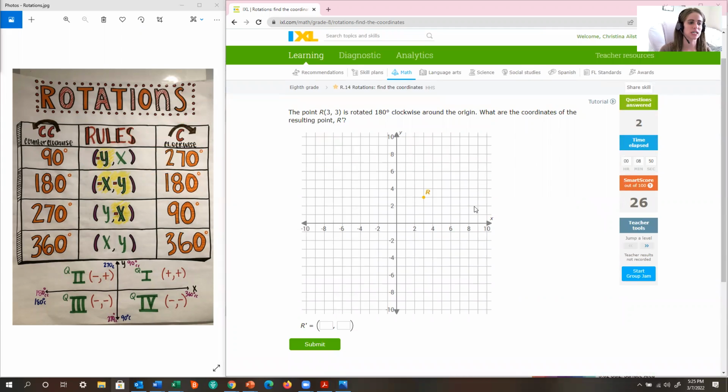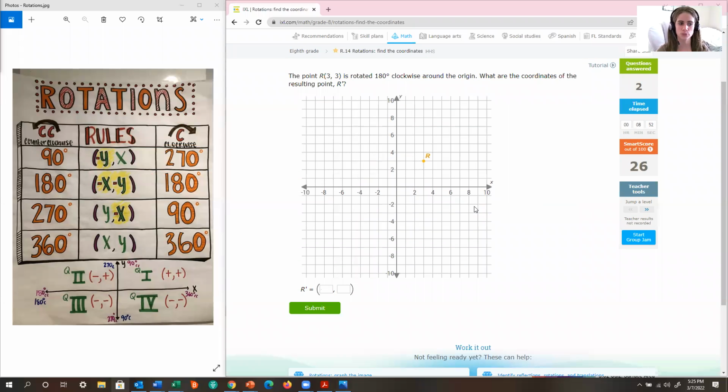All right, how about this one? The point R, which is located at 3, 3, is rotated 180 degrees clockwise around the origin. What are the coordinates of the resulting point R prime? As always, identify how you're rotating it so you can select your rule. 180 degrees clockwise brings us to the rule -x, -y, and that rule means you are multiplying your pre-image points, both the x and the y value, by a -1.